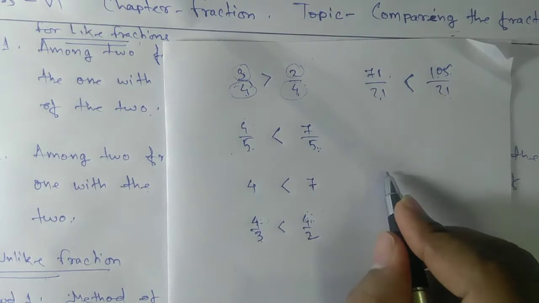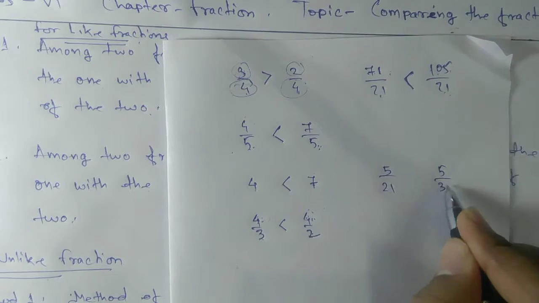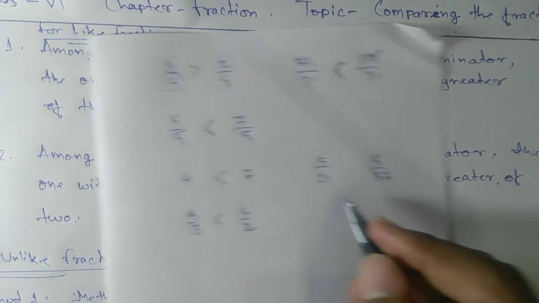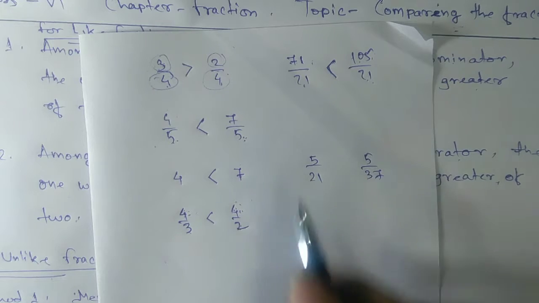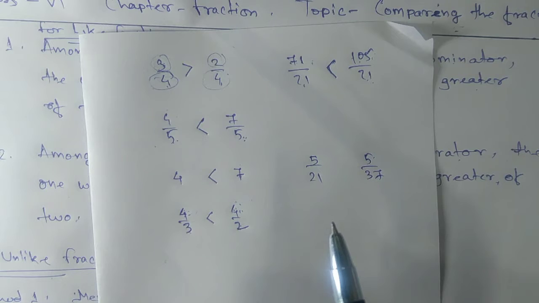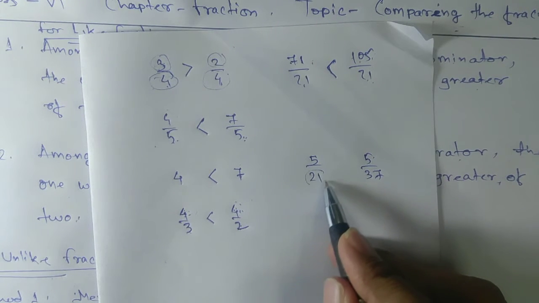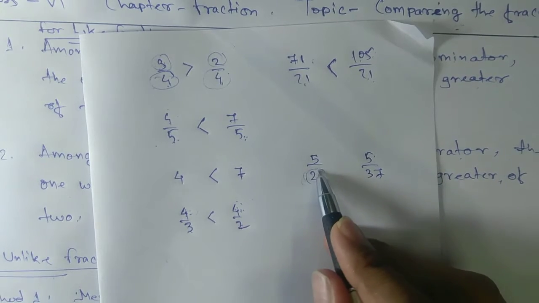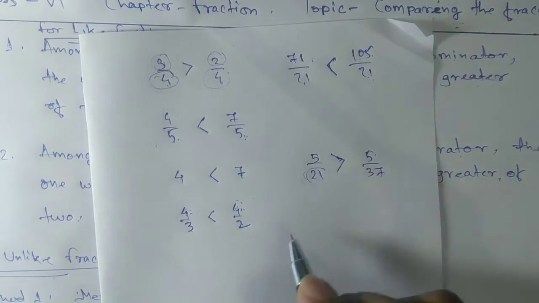Now let's take another one, like 5 by 21 and 5 by 37. Can you guess which is bigger or greater? Yes, the numerators are the same, so you need to see which denominator is smaller. Which one is smaller? 21 is smaller. That means 5 by 21 is bigger.